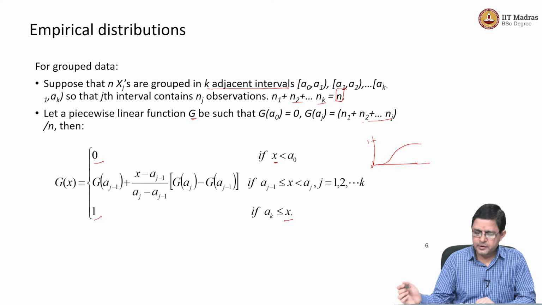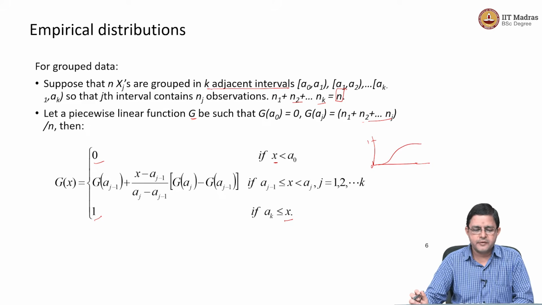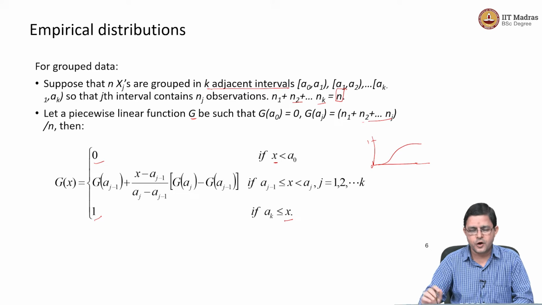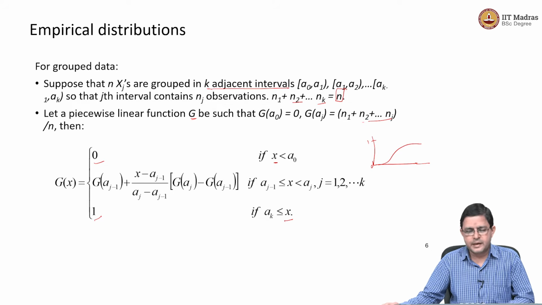And once again our usual methods are going to kick in, where from the distribution function we get the density function and so on. So, these are examples of how we can build an empirical distribution.